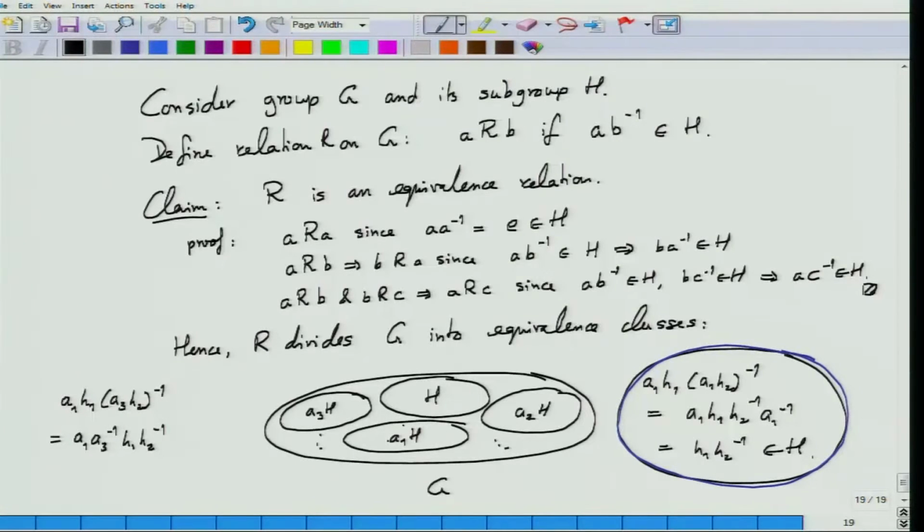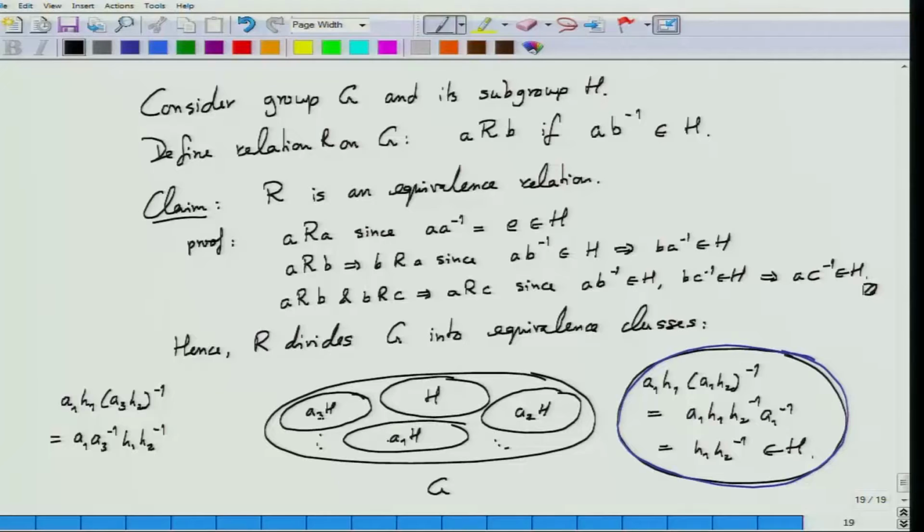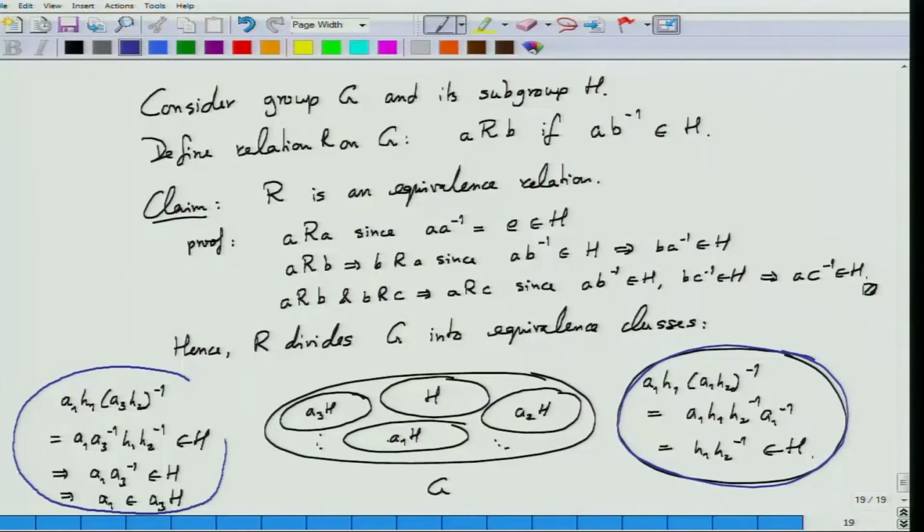I am saying that each one of these is contained in an equivalence class. The question is, can two of them be contained in one single equivalence class? So, this is one element from here and one element from here, and suppose this is contained in the same equivalence class, which is that this should be in H, right? That is when it is in the same equivalence class. H1 H2 inverse is in H. So, this would imply that A1 A3 inverse is in H. This implies that A1 is in A3H. So, these two classes are equal. If A1 is in A3H, then A1H is in A3H. So, that is the other part of the derivation.